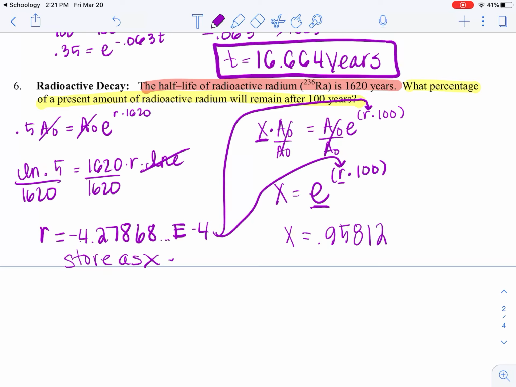That gives me 0.95812. So remember, it asked you what percentage, so make sure you move your decimal over 2 places to the right. 95.812%.